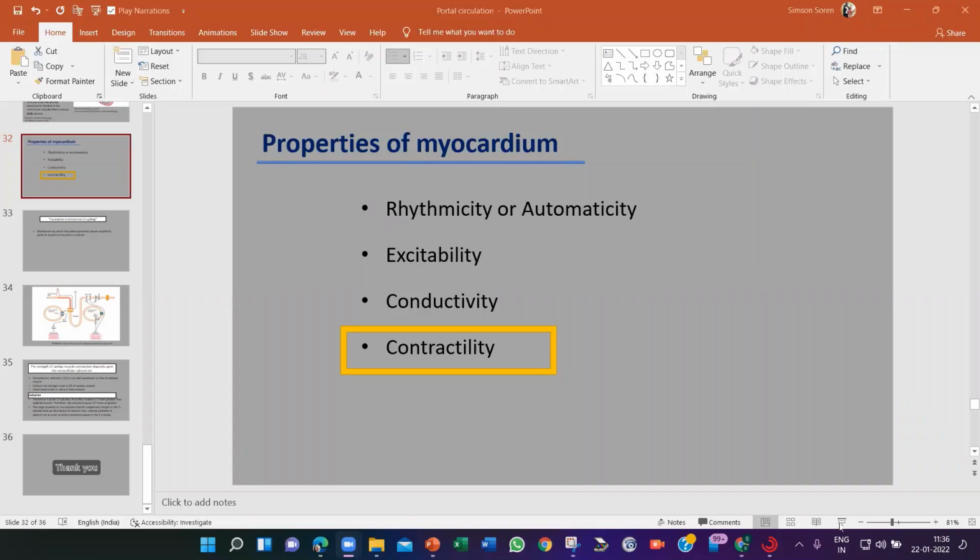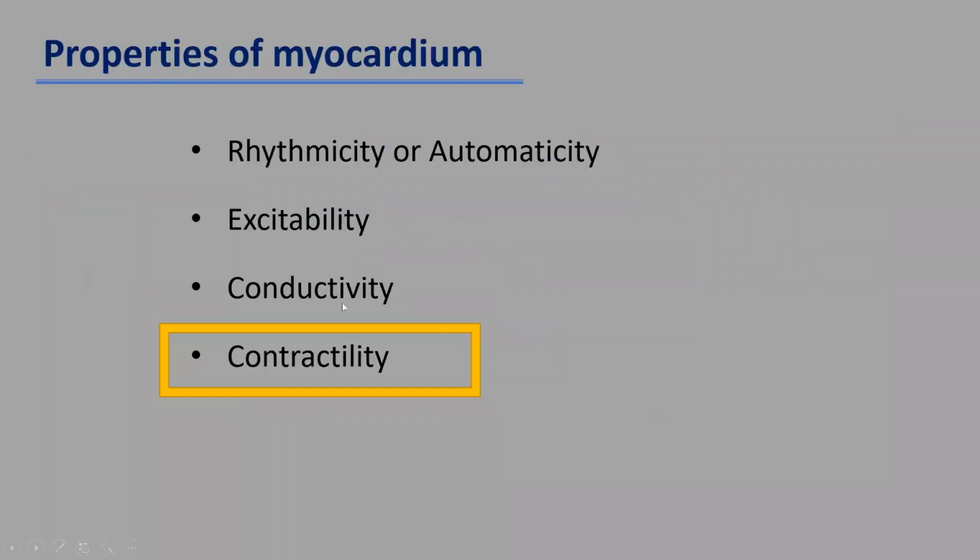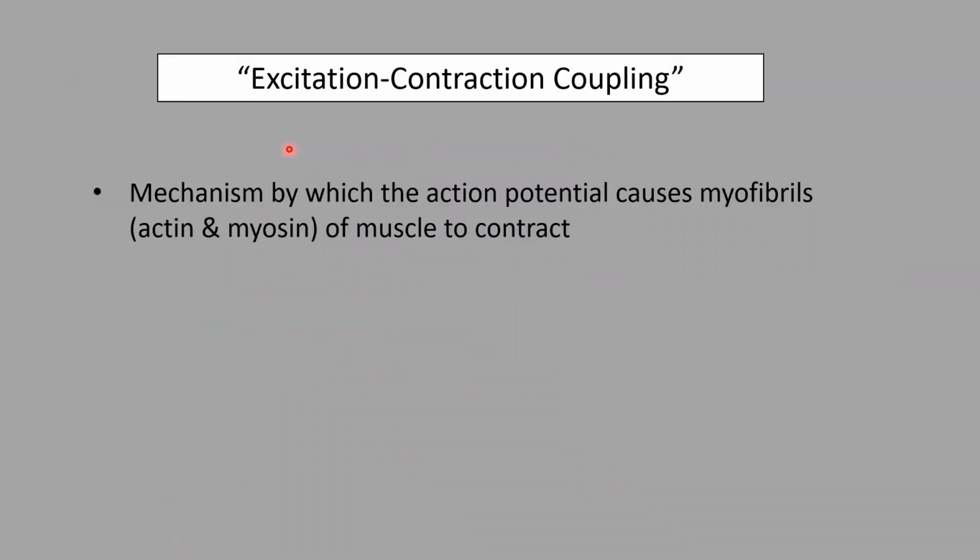Yeah, we were talking about the properties of myocardium. We have already discussed rhythmicity, automaticity, excitability, and conductivity. And today we will talk about contractility. Excitation-contraction coupling. What do you mean by it?